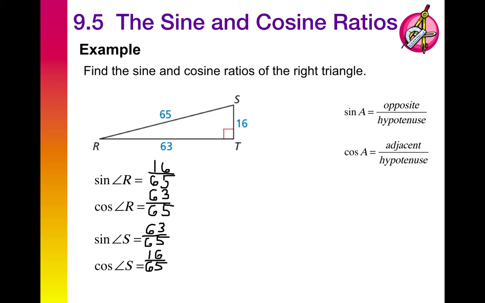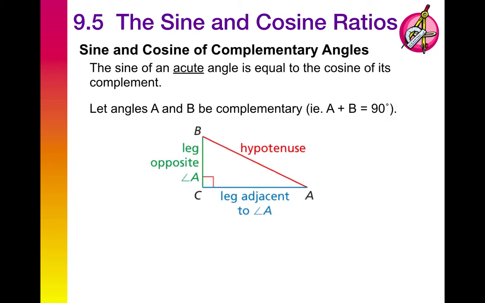Do you notice something familiar or interesting about this? I have 16 over 65 here, and I have 16 over 65 here. So the sine of angle R is the same number as the cosine of angle S. Likewise, the cosine of angle R is the same number as the sine of angle S. So there's something special about that. Let's take a look at what that could be.